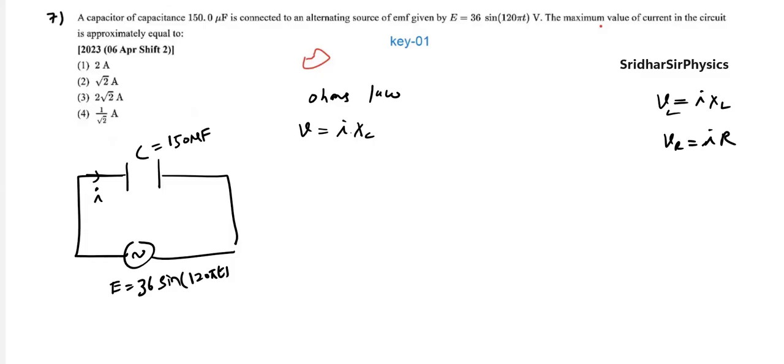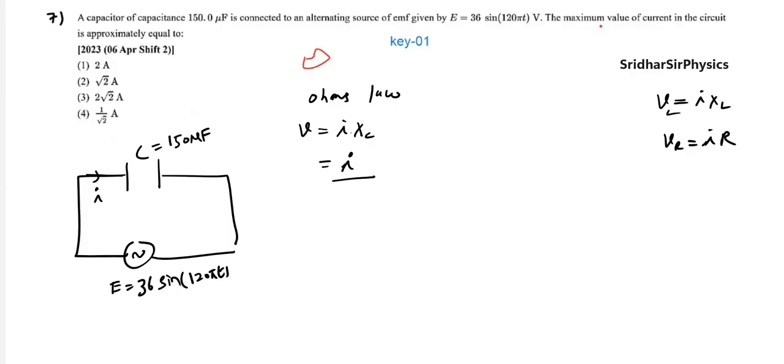Just basic Ohm's law. If there is only an inductor, the voltage drop across the inductor equals RMS current into XL, the inductive reactance. If there is only a resistor, Ohm's law gives VR, the voltage drop across the resistor, equal to current into resistor. If there is only a capacitor, then Ohm's law will be I into XC. What is I? Current through the capacitor. What is XC? The reactance. So what is XC further? Capacitive reactance.